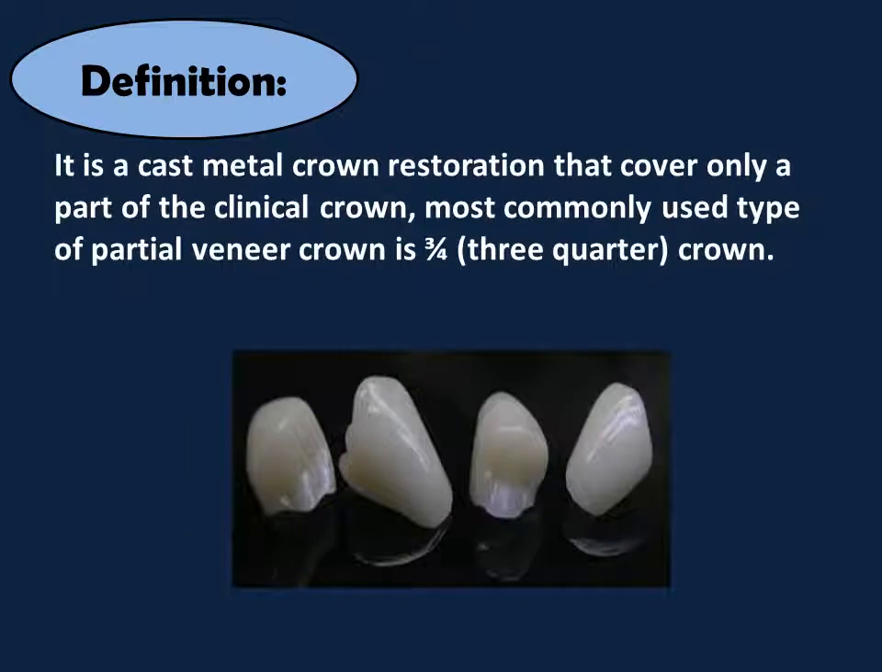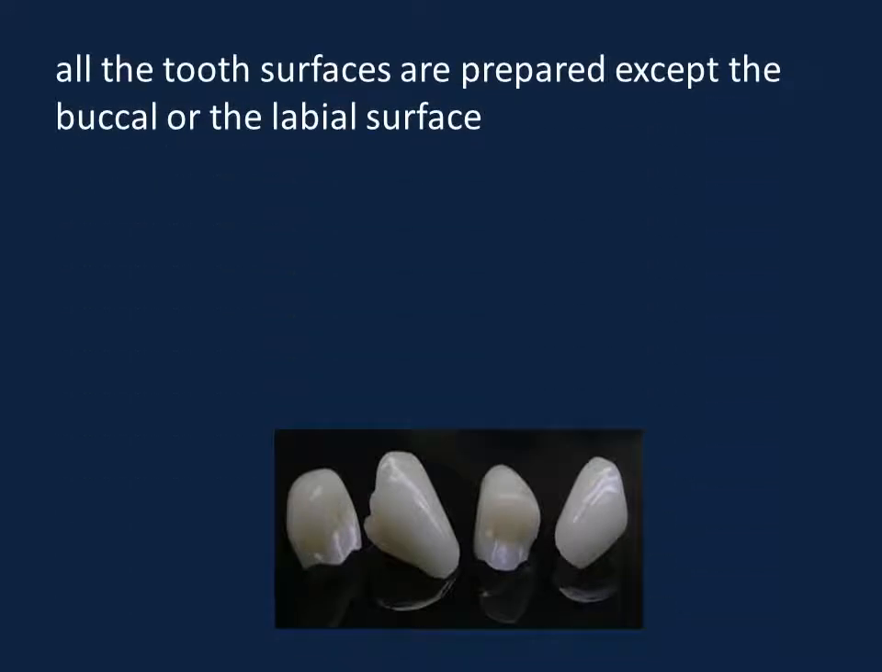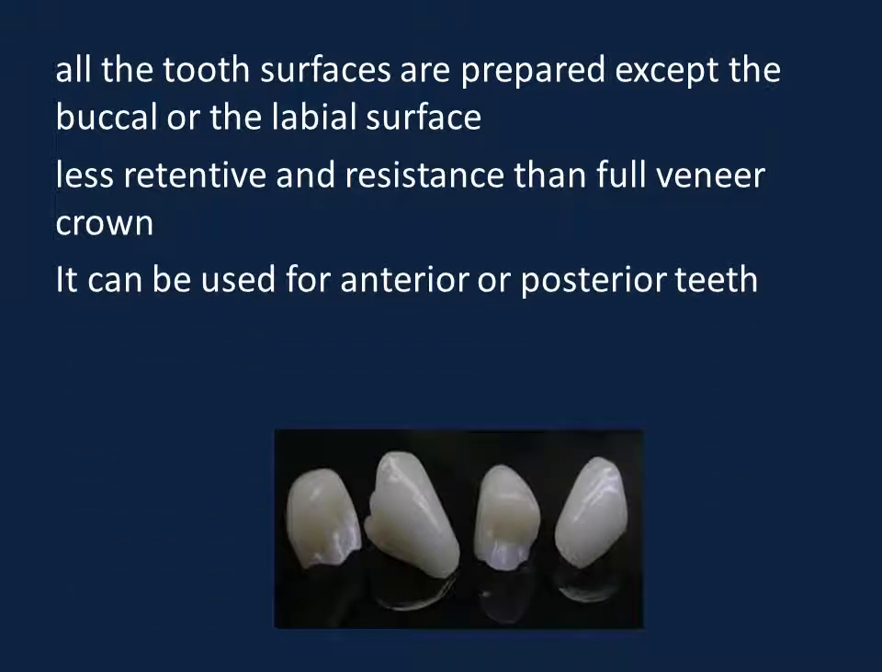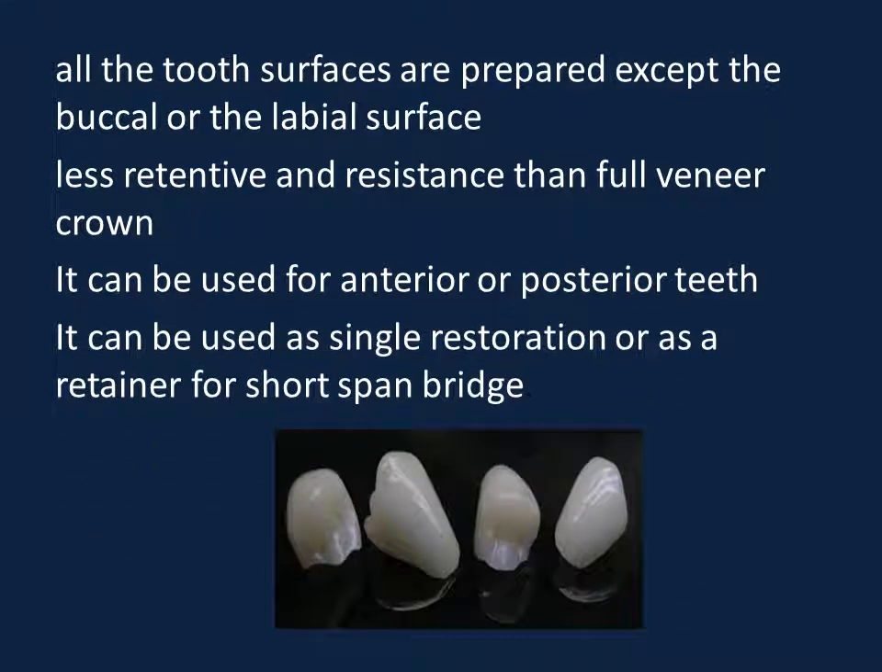The partial veneer crown is a cast metal crown restoration that covers only a part of the clinical crown. The most commonly used type of partial veneer crown is the three-quarter crown. In the three-quarter crown, all the tooth surfaces are prepared except the buccal or the labial surface. So, this type of crown will be less retentive and resistant than a full veneer crown. It can be used for anterior or posterior teeth. It can be used as a single restoration or as a retainer for a short span bridge.